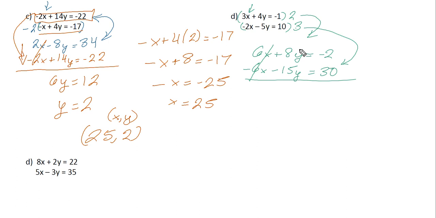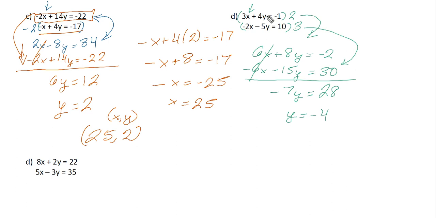Now that we have those opposites, we're going to combine these equations, in which the x's are going to cancel out. 8y minus 15y is negative 7y. Negative 2 plus 30 is 28. We're going to divide by negative 7 to get negative 4. And then we're going to plug this negative 4 back into one of these equations.